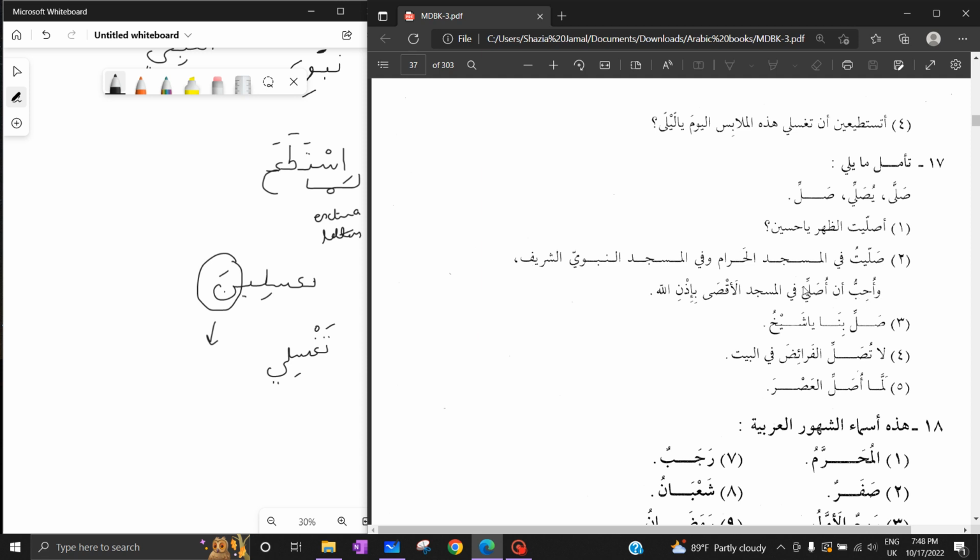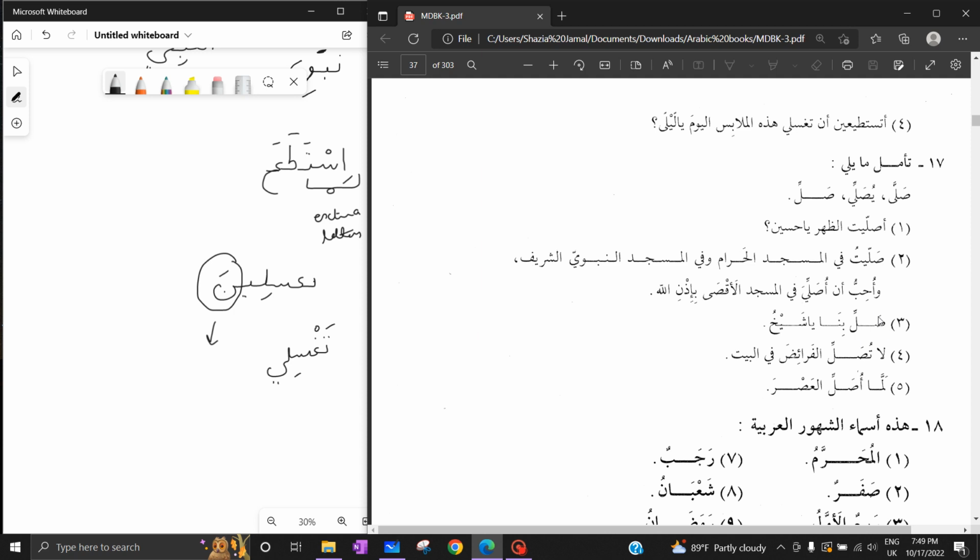Why ya with fatha? Because of the tool of nasb. And you know that in present tense, what is it? Yusalli. So it will be usalli for ana. An usalliya. And ya will carry a fatha to show it is in the nasb case. Fil masjidi, masjidil aqsa bi iznillah. And I love to pray in the masjid aqsa. Bi iznillah, with the permission of Allah.